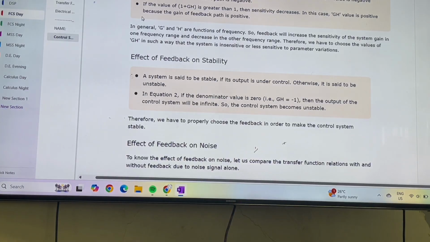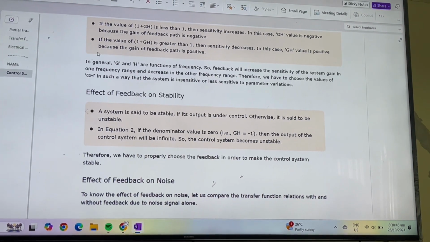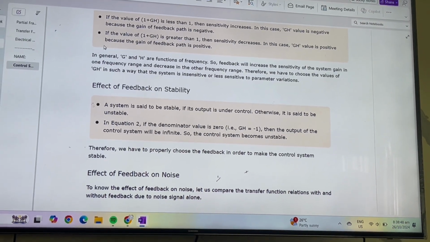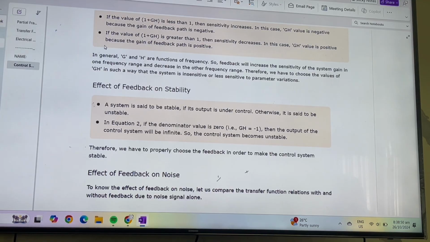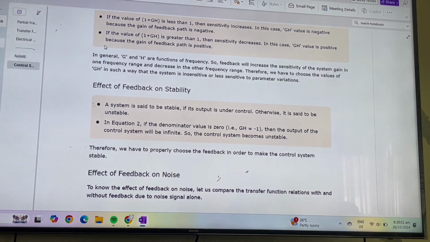Next, we have stability. A system is said to be stable if its output is under control. Otherwise, it is said to be unstable. If our overall gain, G all over 1 plus GH, has a denominator value of 0, when would it become 0? If GH is negative 1. Right? This is our transfer function.